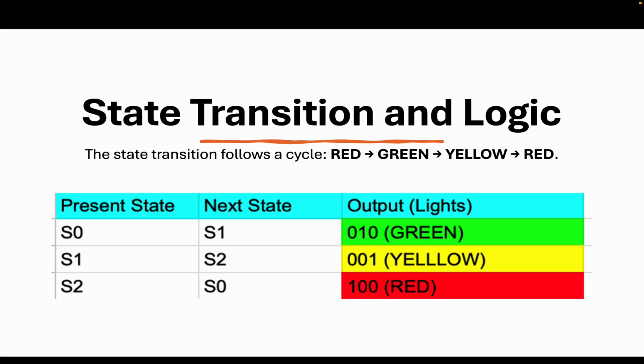Now, the state transition logic. Now you are in the present state S0 and your next state is S1. So output will be 0, 1, 0, that is green. Then we have S1 to S2, that is 0, 0, 1, yellow. Then you will go from S2 to S0, that is red.